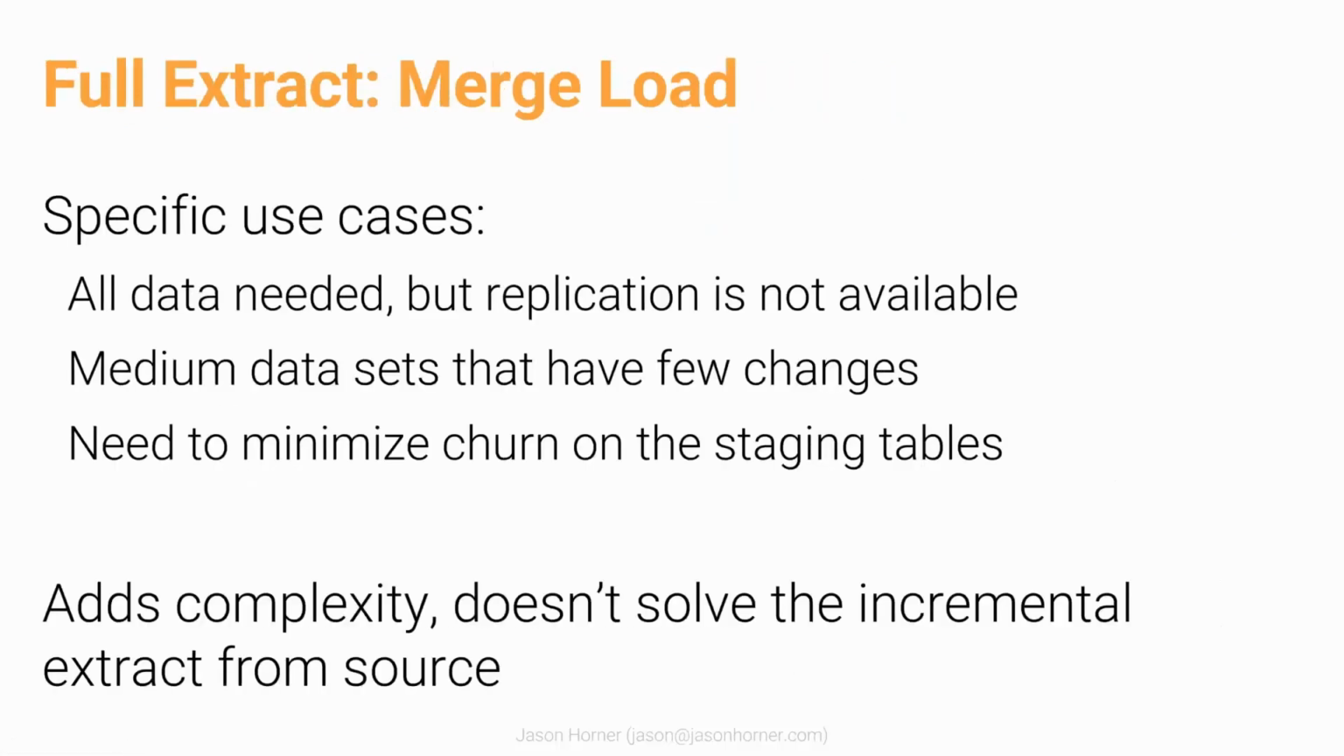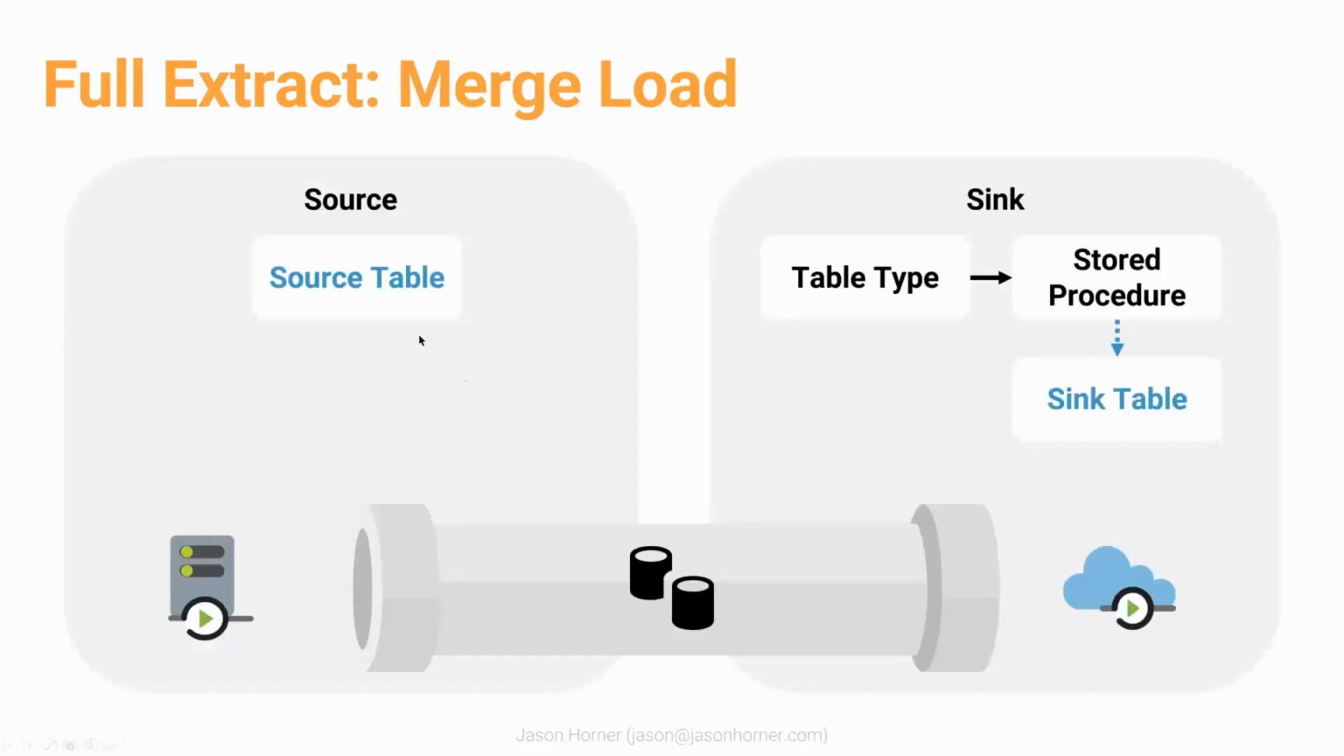So full extract: if I don't have a reliable way to do delta detection at the source, I've got to get the data out of there. And what I'll do is I'll have my source table. I'll define a table type variable and use a stored procedure to insert the data into the sync table. And the reason why I do this is because I can actually do some transformation within that stored procedure that I can't in a standalone copy.